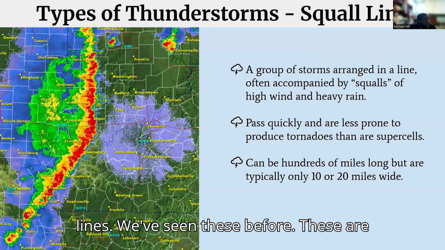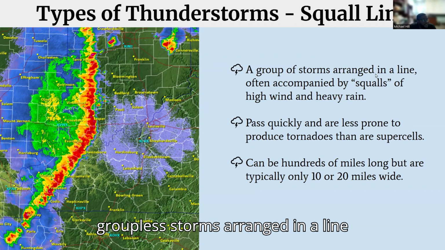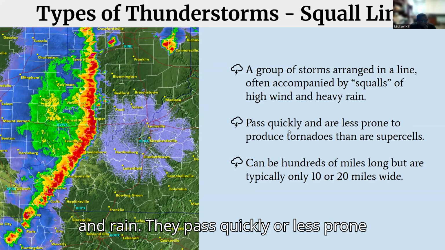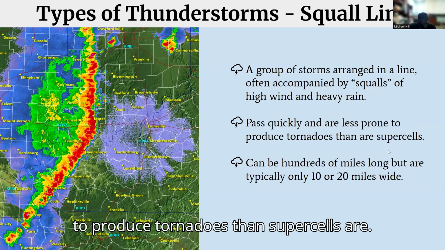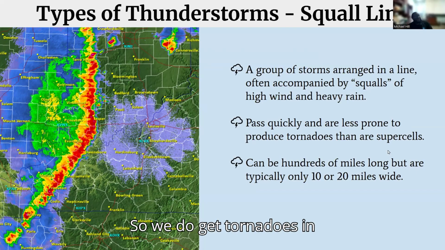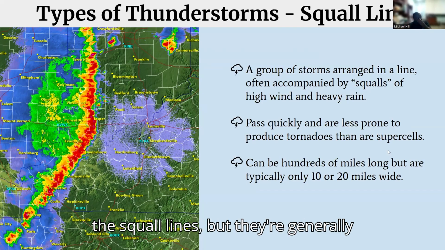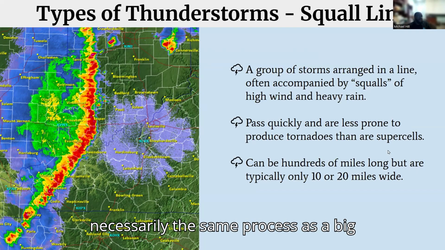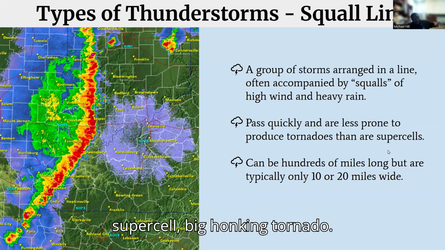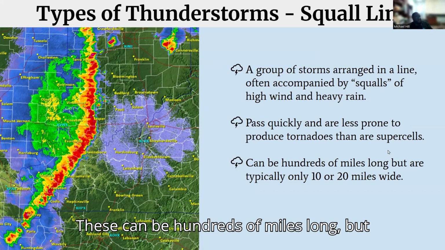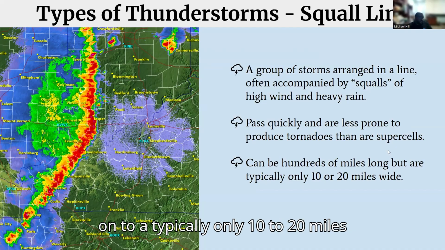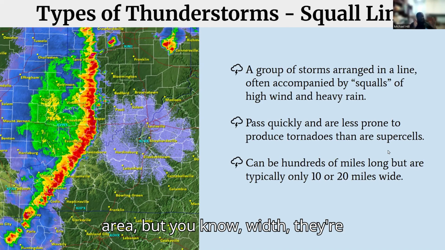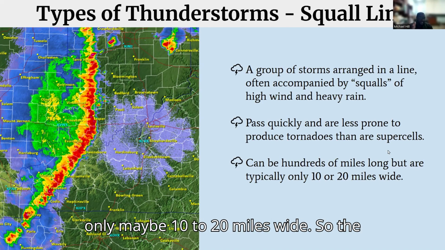Okay. There's different types of thunderstorms. We have squall lines. We've seen these before. These are groups of storms arranged in line and accompanied by squalls of high wind and rain. They pass quickly, and are less prone to produce tornadoes than supercells are. So we do get tornadoes in these squall lines, but they're generally quick spin ups, and they're not necessarily the same process as a big supercell, big honking tornado. These can be hundreds of miles long, but are typically only 10 to 20 miles wide.